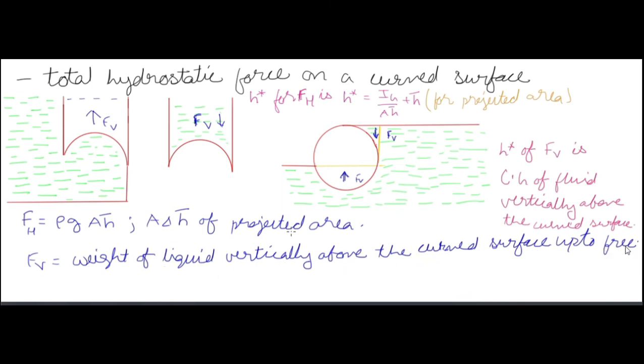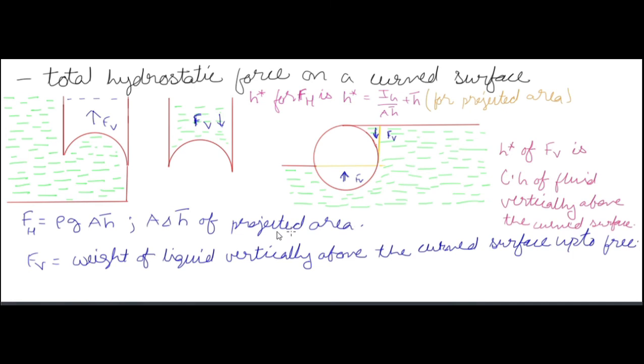The h bar for FH is h star plus Ig by A h bar plus, as a vertical surface you have to compute this, that hydrostatic pressure is computed from this. So the center of pressure for a horizontal force is h star equals Ig by A h bar plus h bar, and both this A and h bar are of the projected area.